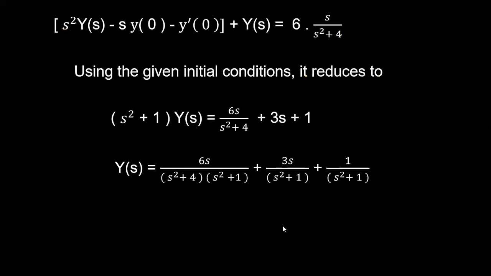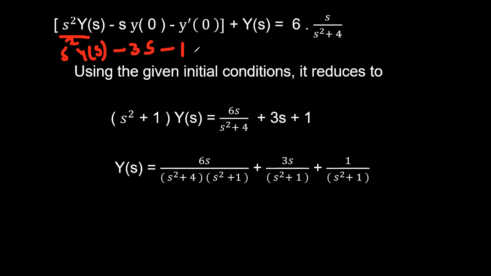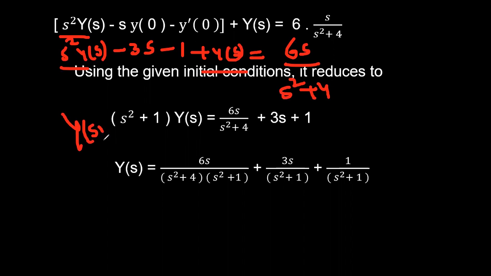So if you see here, we have s square into Y of s minus the initial term y of 0, which is 3, into s, minus y dash of 0, which is 1, plus Y of s kept as the same, equal to 6s by s square plus 4. Now the Y of s terms have to be taken common and placed at the LHS: Y of s into s square plus 1.